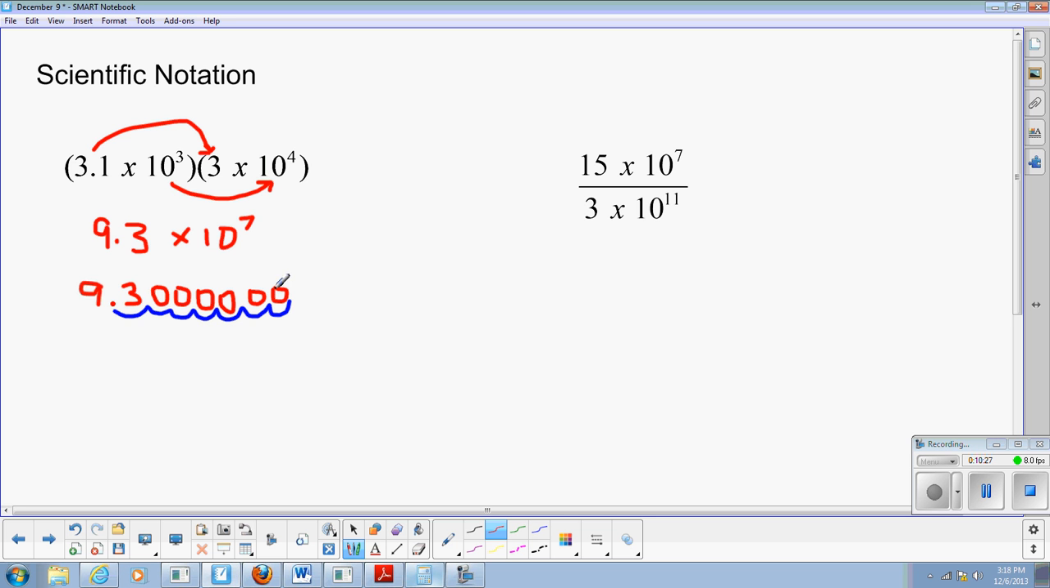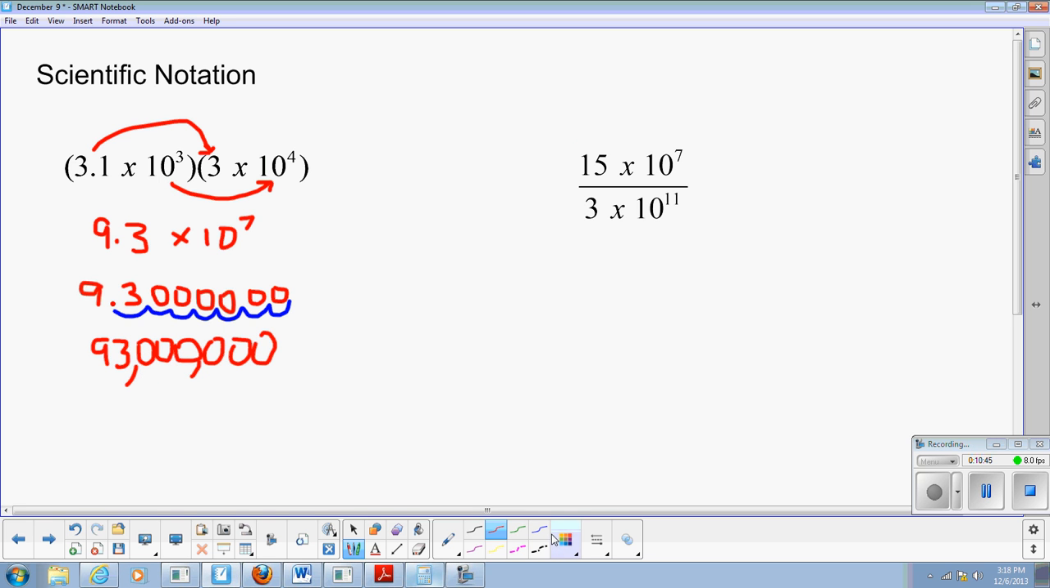In this case, I've written 6. I want to rewrite the number that I have: 9, 3, and then it looks like 6 zeros, doesn't it? If I put my commas in, this is the number 93 million.